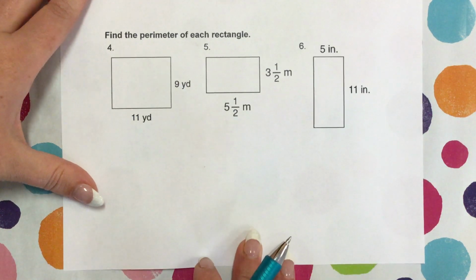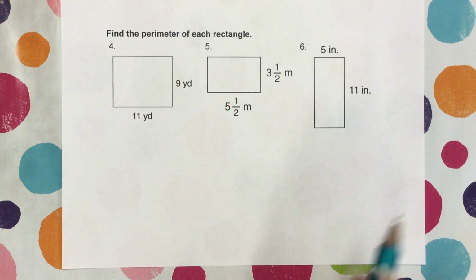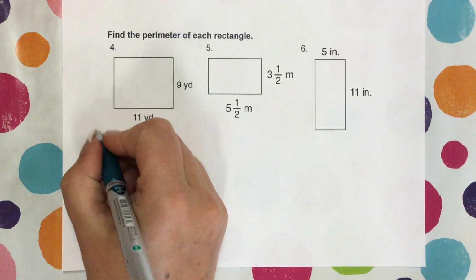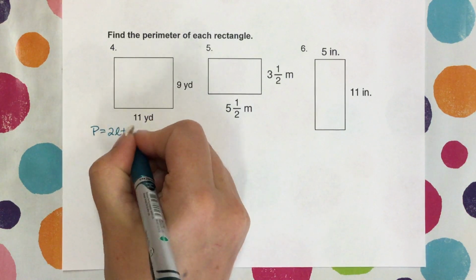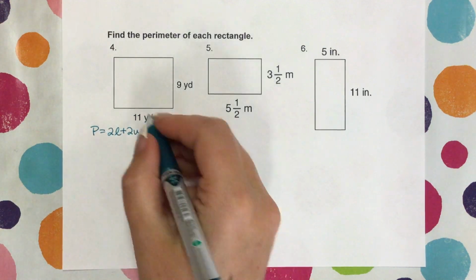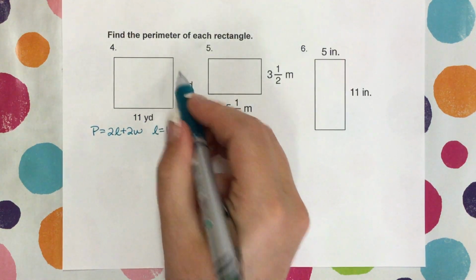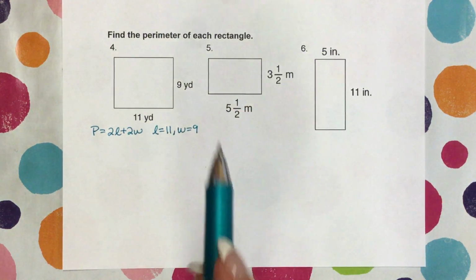On to problem 4, 5, and 6. For problem 4, 5, and 6, it says find the perimeter of each rectangle. Since we're dealing with rectangles, we know that we can use the formula perimeter equals 2L plus 2W. All right, we know that our length is 11, so I'm going to say L equals 11. I'm defining my terms, and then the width is 9. So I'm going to say comma W equals 9.